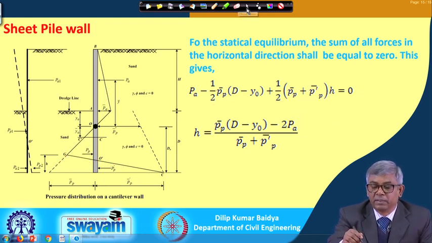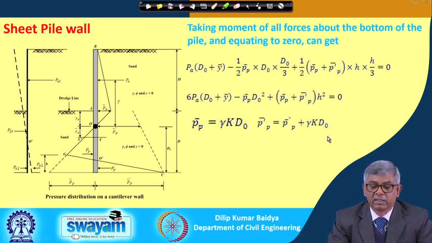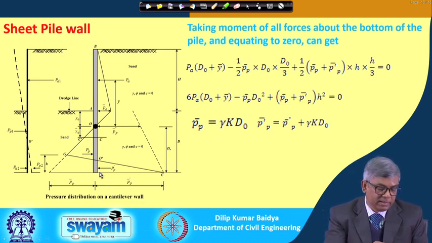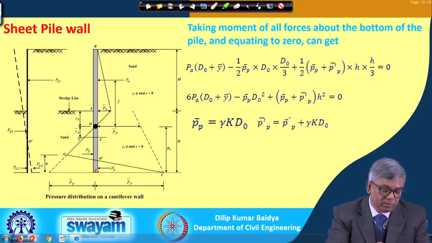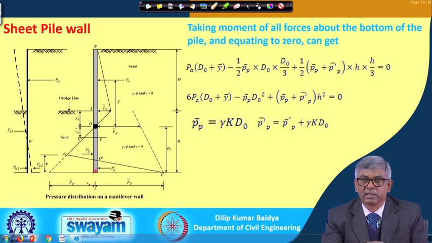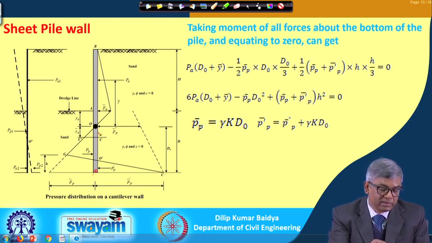Next part, you can take the moment with respect to the bottom of the pile. Here, if I take moment of all forces, that must also be equal to 0, because there is no other external moment acting on it. So, you can see P A multiplied by d naught plus y bar, if I take P A. So, this is d naught plus y bar.